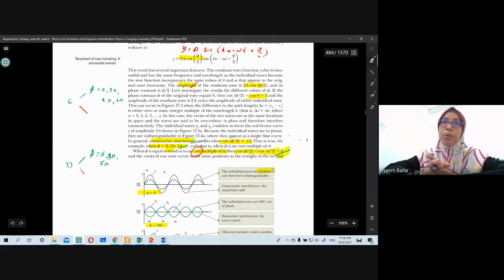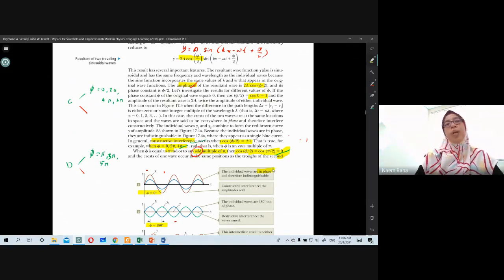In daily life, we can see this similar to you and your friend. Now, imagine you and your friend going to the bazaar, walking side by side. So when your friend is using his right foot, you are also using your right foot. That is considered as in phase.